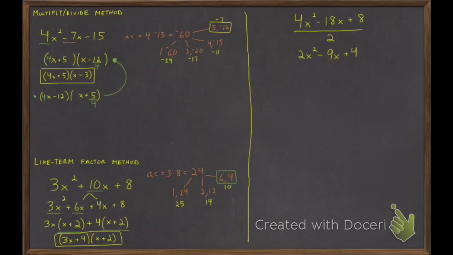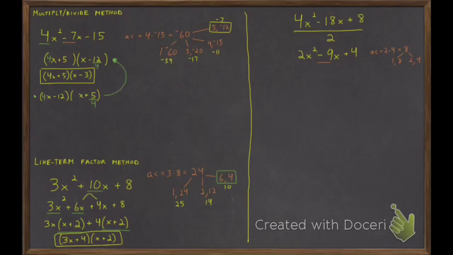Now, once I have this new quadratic, I will then do our AC method to further simplify it. So our AC method says 2 times 4. So AC equals 2 times 4, which is 8. Now, what are the factors of 8? Our factors of 8 are 1 and 8, and 2 and 4. Now, we have to remember that the sum of these has to equal negative 9.